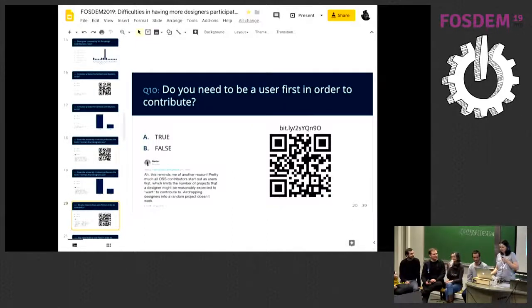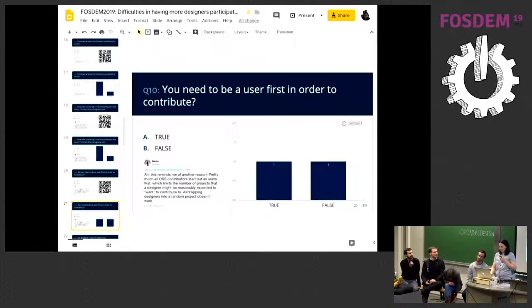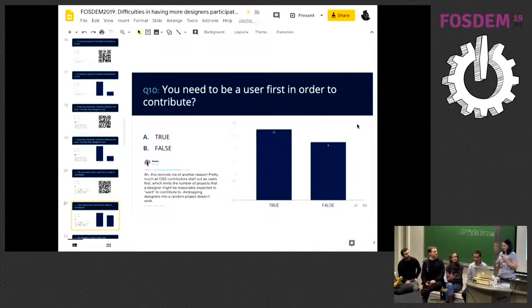Okay, so the next question is, do you need to be a user first in order to contribute? Anyone has an opinion on this? So let's see some results. Okay, they're kind of equal.